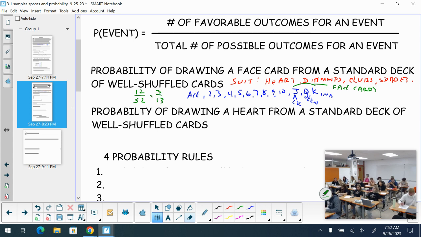Three out of 13. Okay? You can think of it this way also. Each one of these suits has 13 cards. 3 of them are going to be face cards. It's going to be the same for each of them.